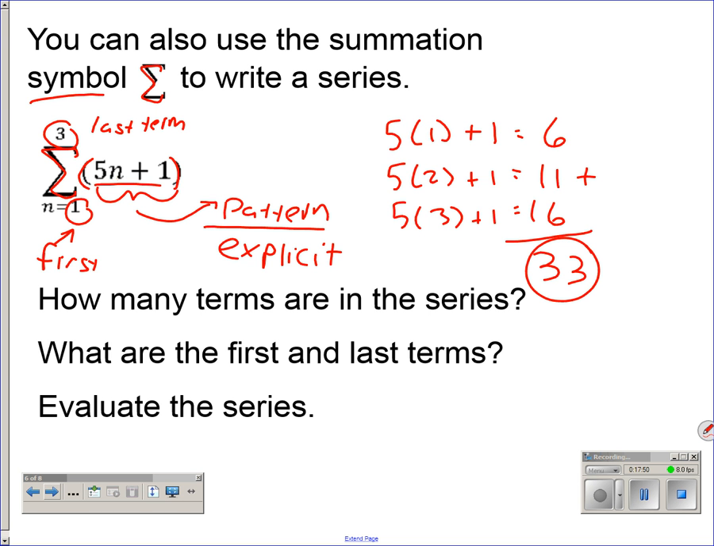Okay. So let's just answer these questions. How many terms are in the series? 3. There's only 3 terms in this series. 1, 2, and 3. What are the first and last terms? 6 and 16. Okay? So these are the 3 numbers that are in this list. They follow the pattern that we're adding 5 each time. It's arithmetic. And if it says to evaluate the series, this means find the sum, which we did, 33.